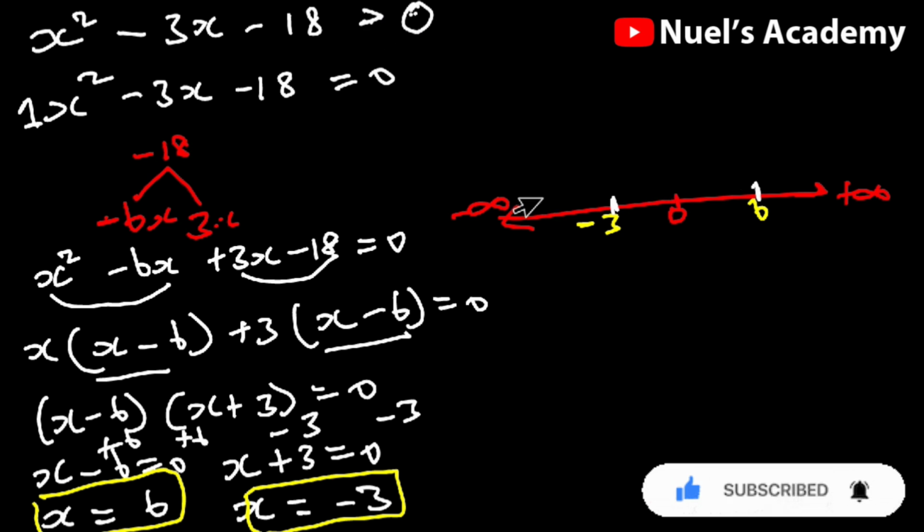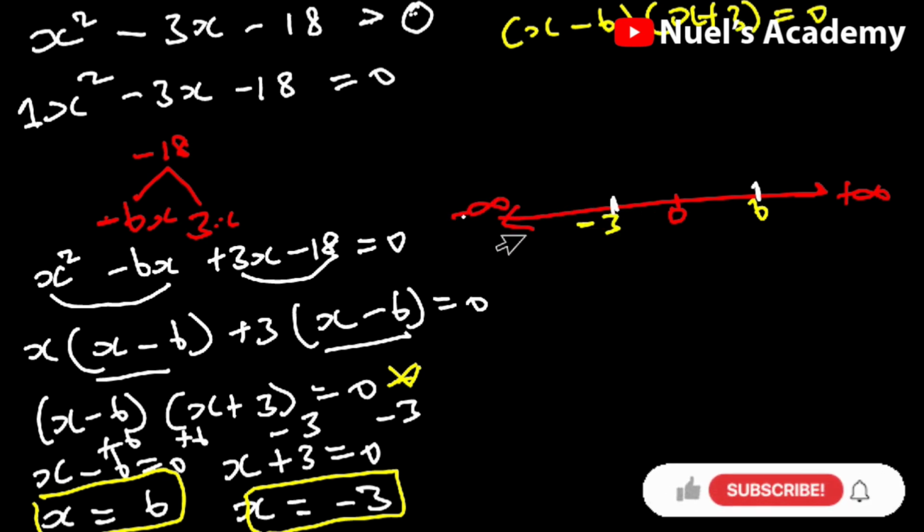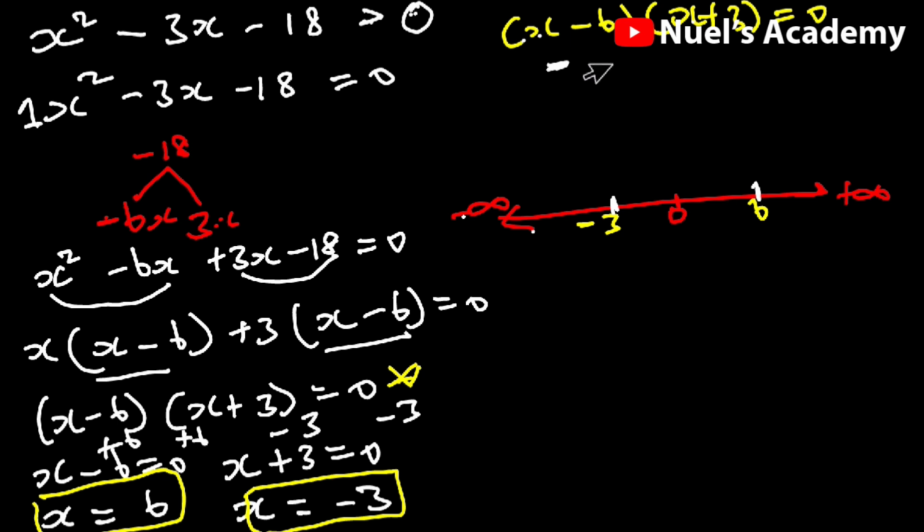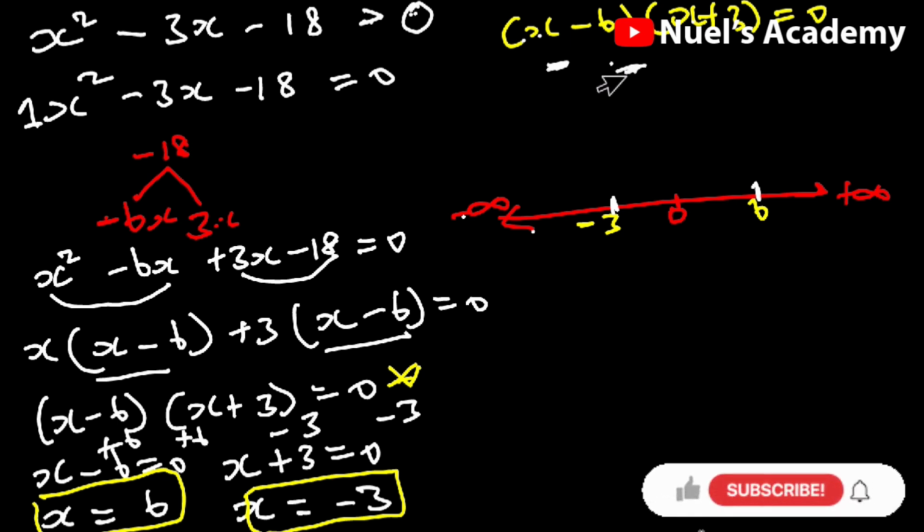Alright, so let's start from this region. We're going to pick any number that's between negative infinity and negative 3. Let me rewrite this part of the equation, which is x minus 6 times x plus 3. So let's pick negative 5. Let's come here and replace the x value with negative 5. So negative 5 minus 6 is going to give us a negative number. Then negative 5 plus 3 is going to give us a negative number. So negative times negative is positive.